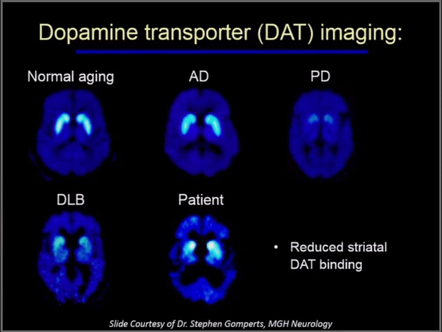This is a slide from Steve Gompertz. And this is just to show you that dopamine transporter density doesn't change so much with normal aging or AD, but it's profoundly decreased in Parkinson's disease and dementia with Lewy bodies. This is our patient here. And again, this is one of those somewhat subtle scans. So this was read as reduced striatal dopamine binding. So that's shown down here.